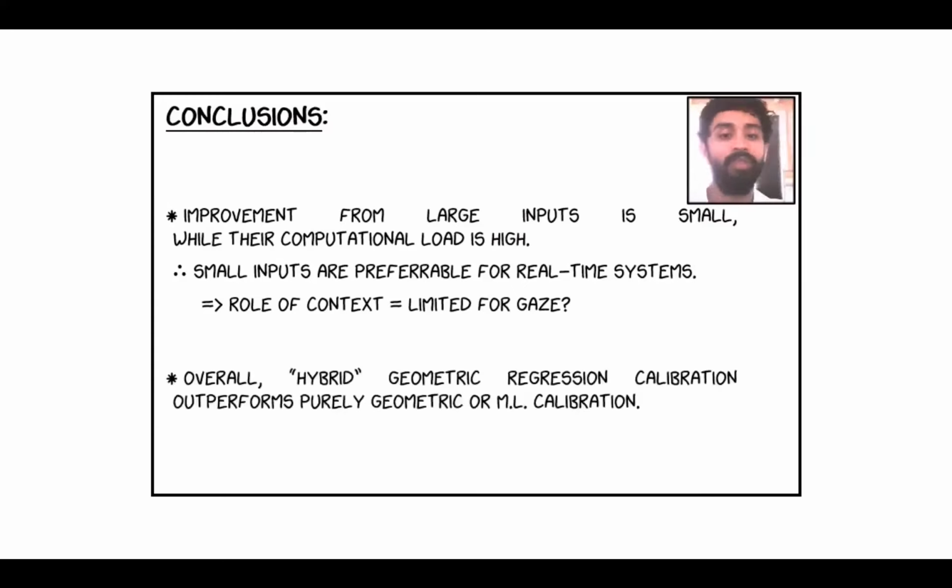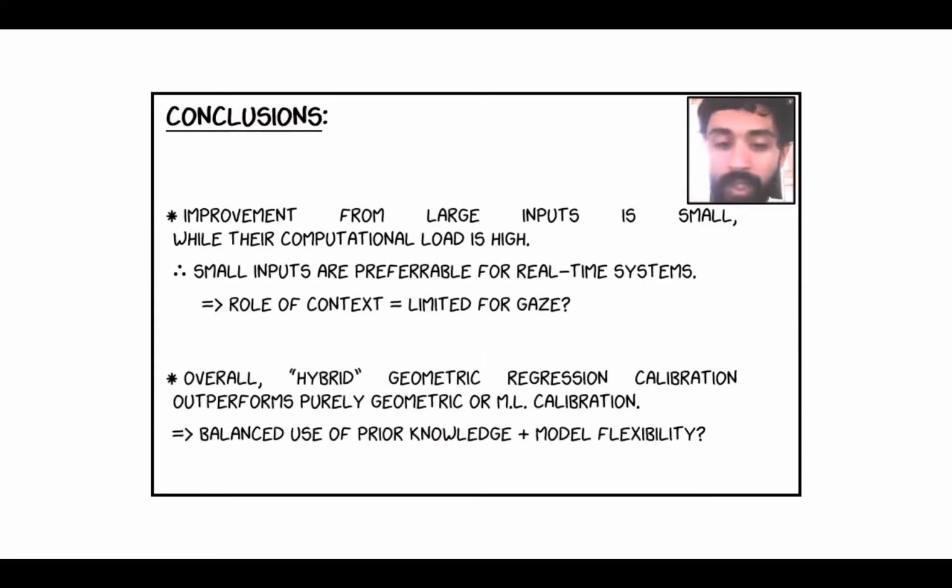About the calibration methods, we could see that overall the hybrid geometric calibration method outperforms a purely geometric or purely machine learning calibration method. This probably says something about striking a balance between use of prior knowledge and model flexibility, because the geometric model was very rigid, while the machine learning model had no prior knowledge.